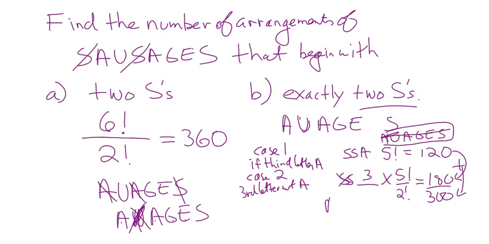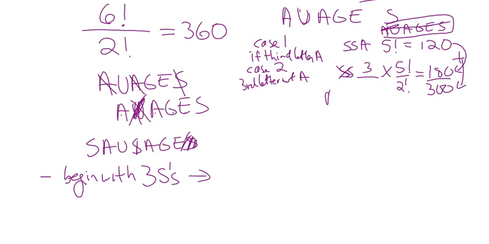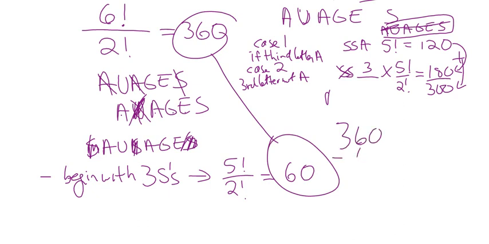Is there another way to do this? Because that was a bit of a pain. Let me ask you this: of the ways that begin with two S's, how many of these are three S's? Or asking the question, how many ways are there of having exactly three S's? Begin with three S's, just get rid of them. What do we got left? 5 factorial over 2 factorial, which is 60. 360 minus 60 is 300. That's probably an easier way.